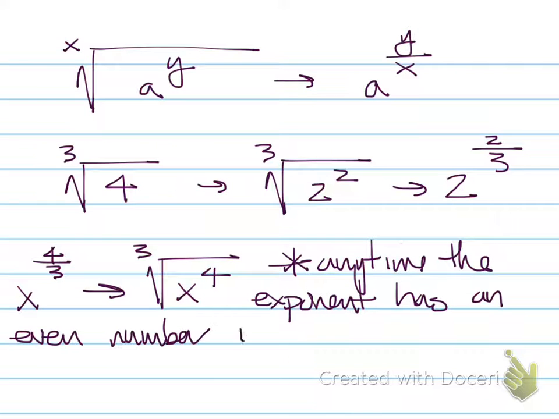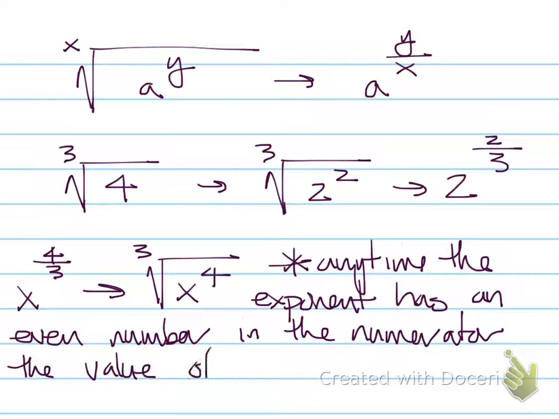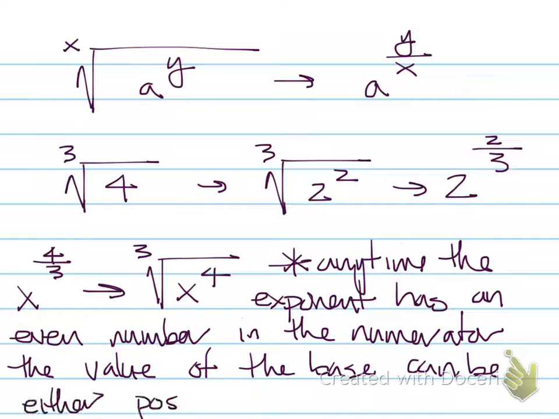Remember, anytime the exponent has an even number in the numerator, the value of the base can be either positive or negative. So you'll likely get 2 solutions whenever the numerator of the fractional exponent is an even number.